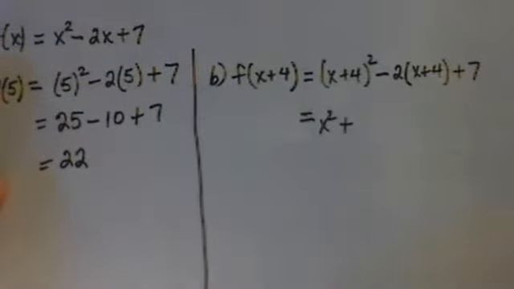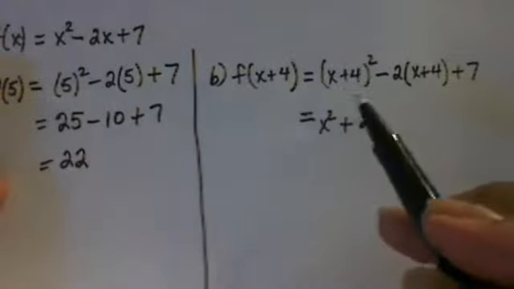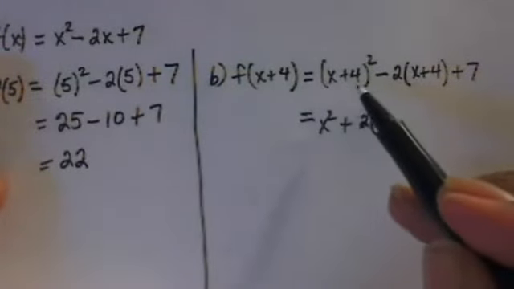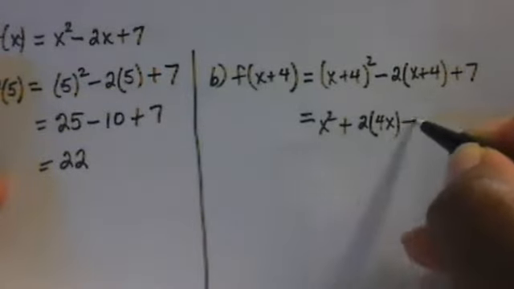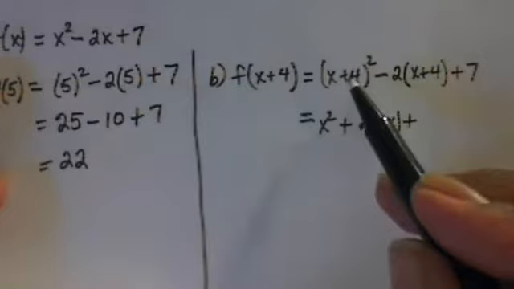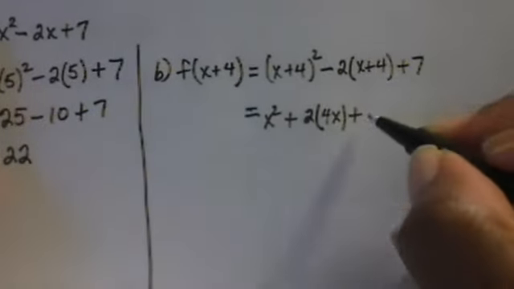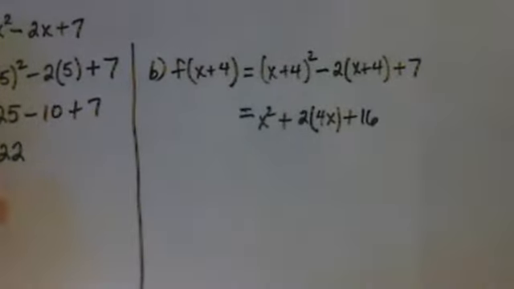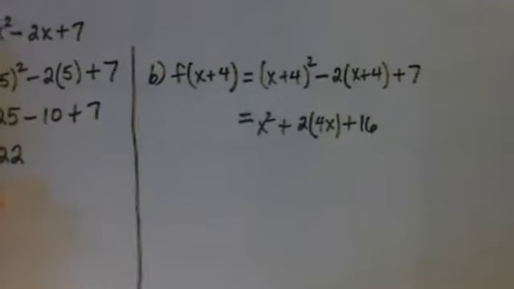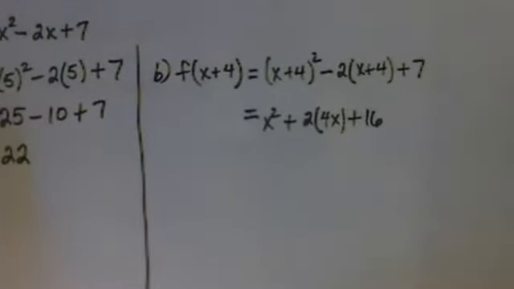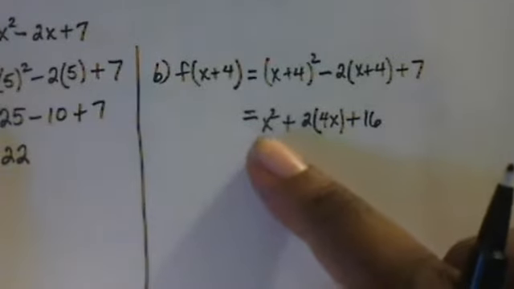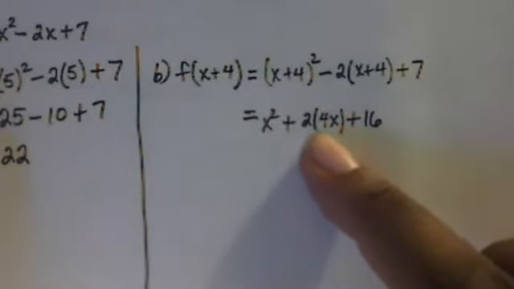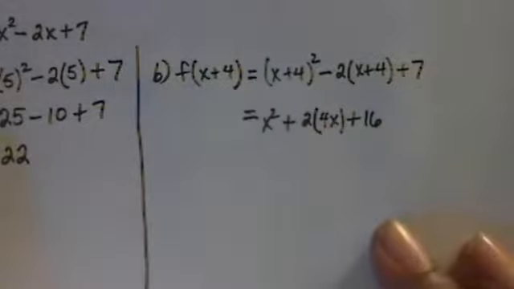Plus 2 times the product of these two terms in the parentheses. X and 4, if you multiply those, that'll be 4x. Plus the square of the last term. 4 squared will be plus 16. Okay? Now you'll just have to go back to probably one of the preliminary sections to find out how to square a binomial. You always square the first term, and then there'll be 2 times the product of the two terms in the parentheses, and then the square of the last term.